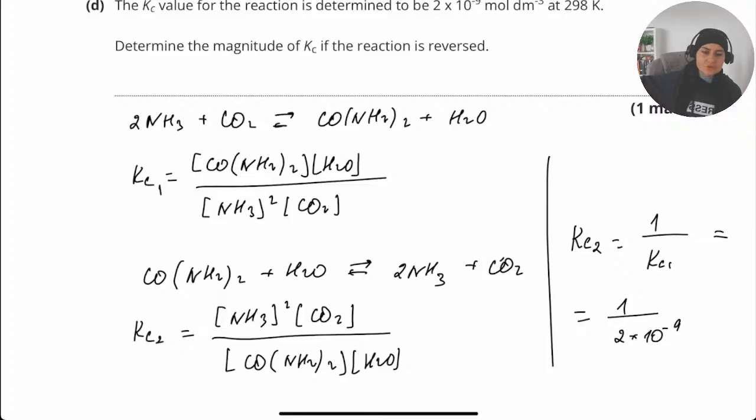And it's a very common question. Sometimes they would give you either a reverse reaction or maybe something else. For example, maybe they would double the coefficients. Just write down 2 Kc's and then see how the fractions are related.